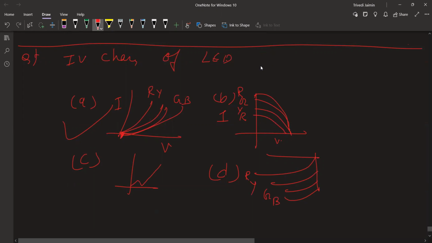So with this small value of current, small value of current, we're getting higher value of voltage. It's increasing. Understood?